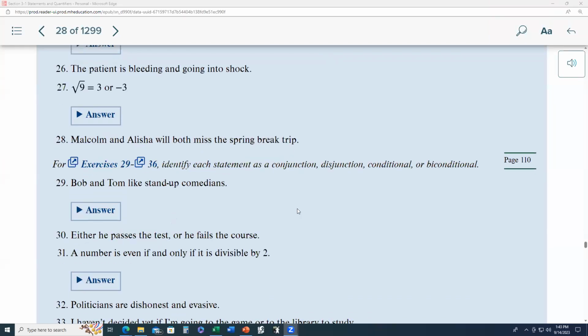All right. Now, identify each statement as a conjunction, disjunction, conditional, or biconditional. What is a conjunction? Conjunction means and. Disjunction means or. Conditional means if-then. And this is what? If and only if, the biconditional.